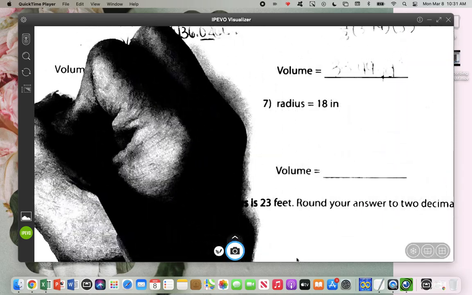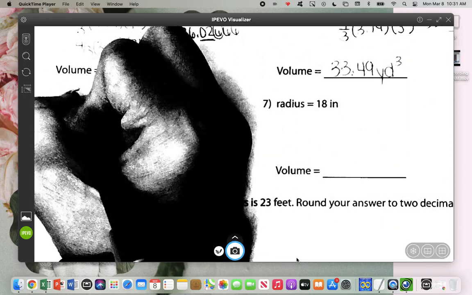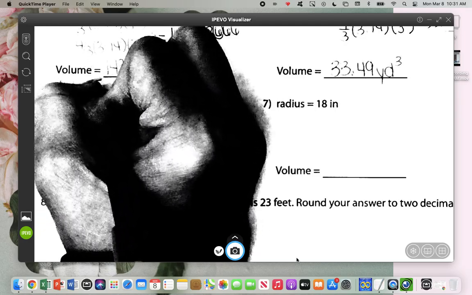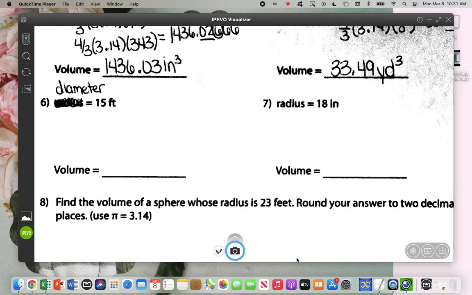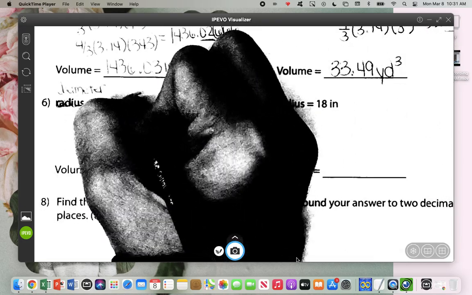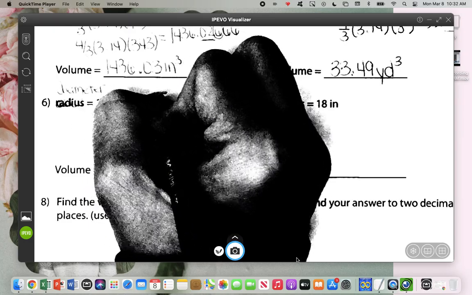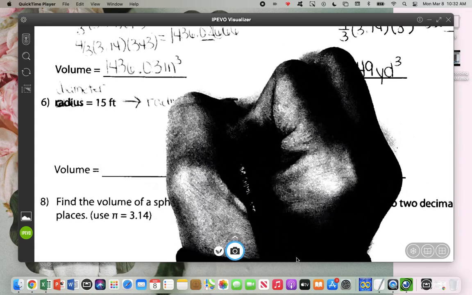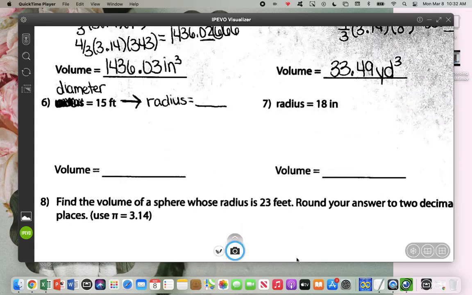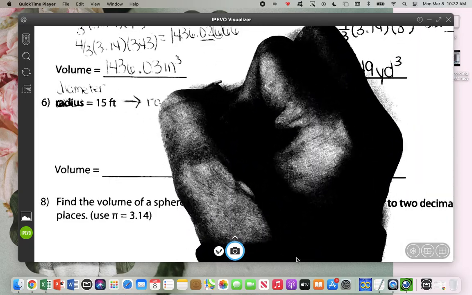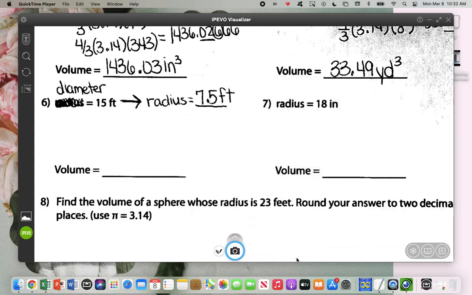Let's change the word radius here to diameter. So, if the diameter is 15 feet, we need the radius. All right, Harmony, how'd you get 7.5? Divided by 2. All right, so we take 15 divided by 2. So that is telling us that our radius is 7.5 feet.